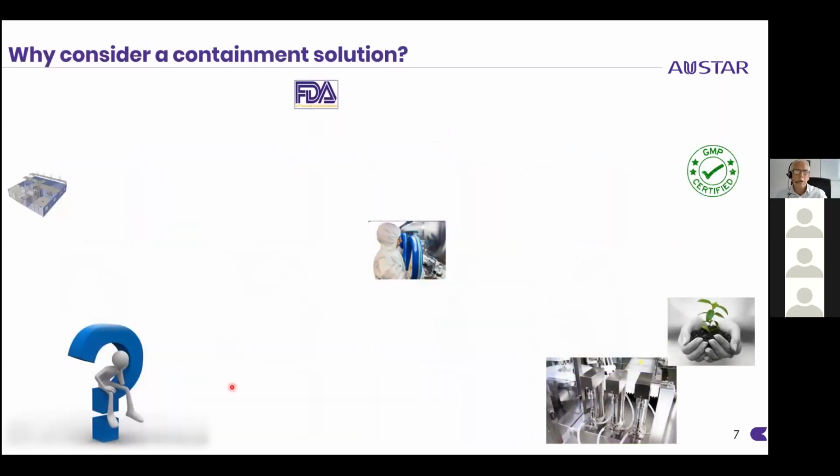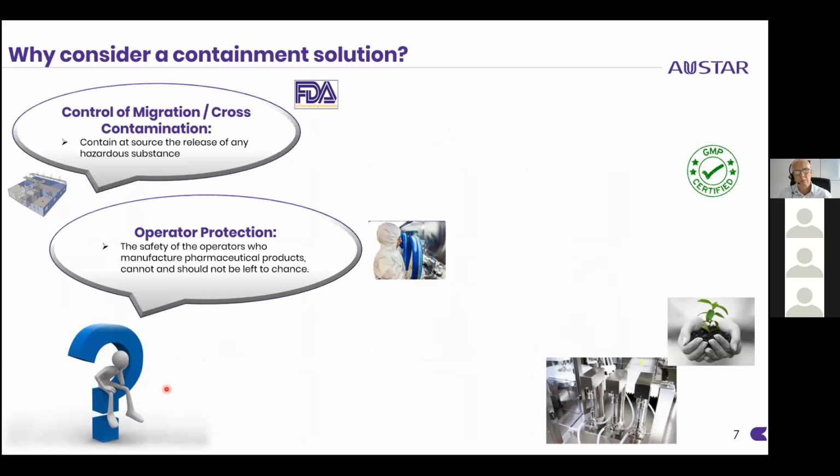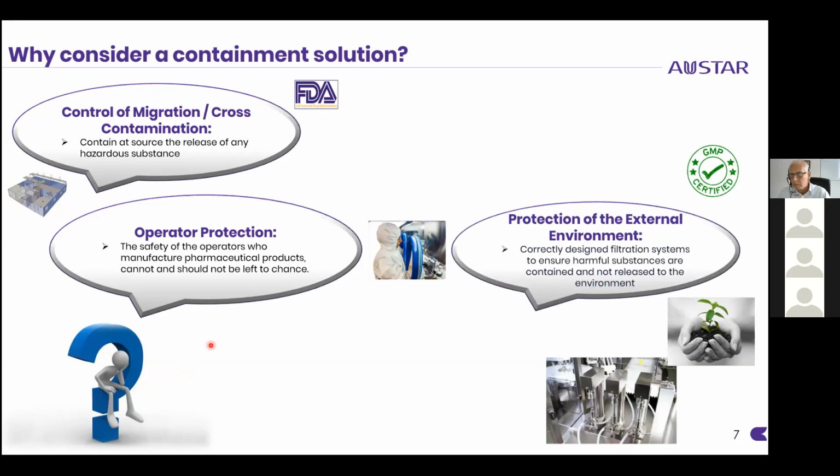Why would we consider a containment solution? One of the most important things is operator protection. We want everybody to come to work and go home in the same condition as they came to work. We cannot leave protection of the operators to chance. We do have to have a physical solution there. We want to stop any cross-contamination or migration of products. To do that, we need to contain at source, protecting the external environment. How do we do that?